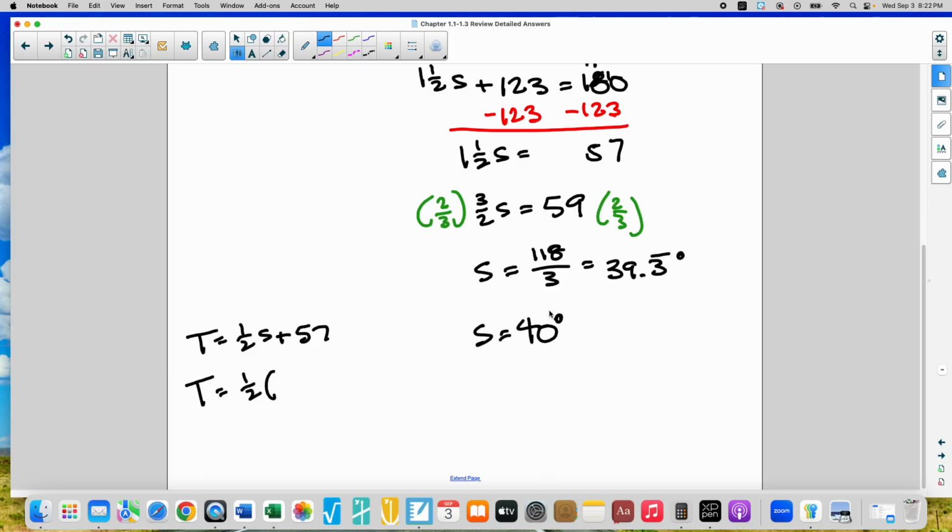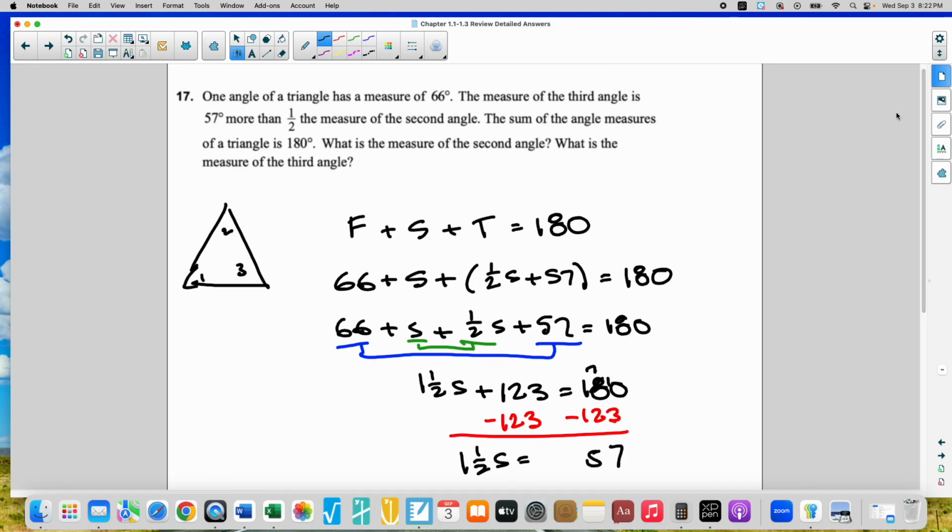40 degrees. And then 40 plus 57. Half of 40 is 20 plus 57 gives you 77 degrees. So the two angles are 40 and 77. The answer in the book is 38 and 76. And the only reason it's different is because they made a mistake, unless you can find the mistake. I don't know where I made my mistake, but I don't think I did.